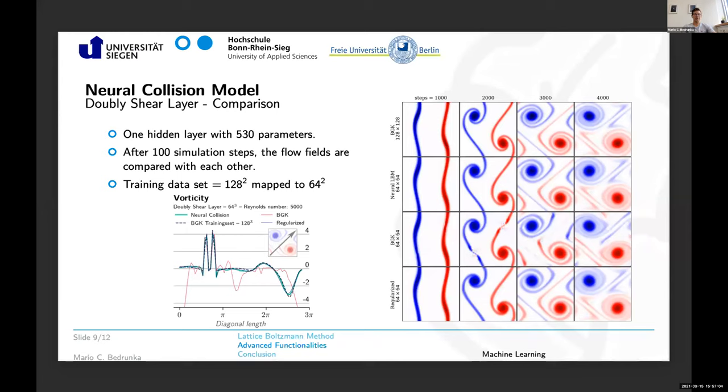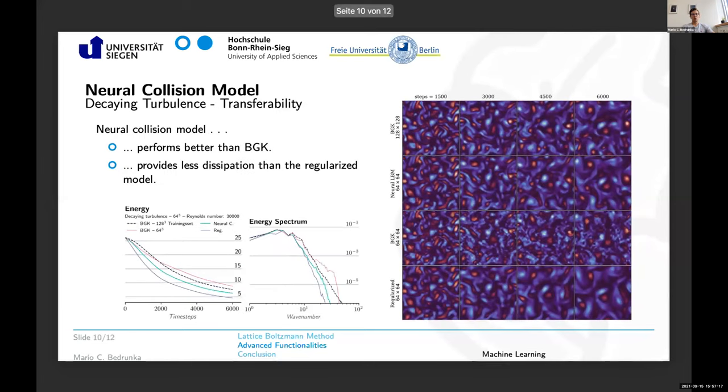So the vorticity over the diagonal lines demonstrates also that the neural collision model is less dissipative than the regularized model. So the crucial question now is whether the optimized network is transferable to other flows. And the figure shows the energy evolution and the energy spectrum for an isotropic decaying turbulence simulation at a Reynolds number of 30,000. And although trained on a different flow, the neural collision model reproduced the vortex field far better, while other collision models were either unstable or overly dissipative, as shown in the vorticity fields.